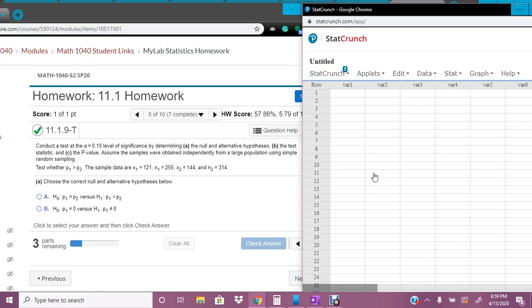Okay, so this is question 5 of 11.1. This should be a good introduction to figure out what to do in 11.1 in StatCrunch.